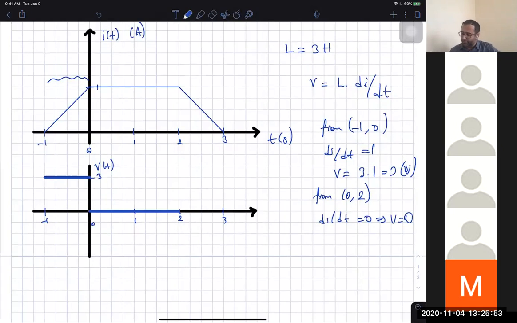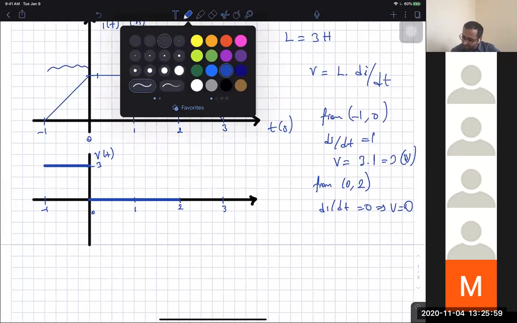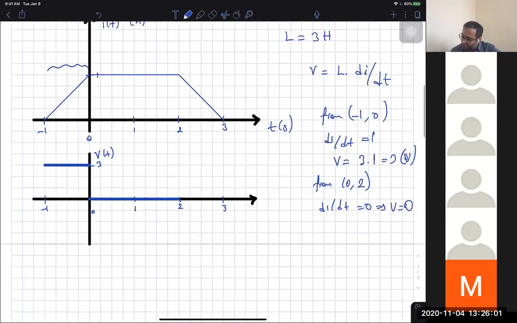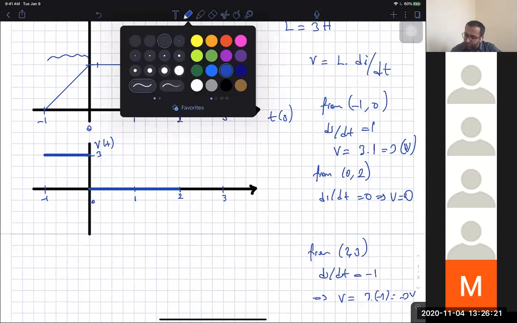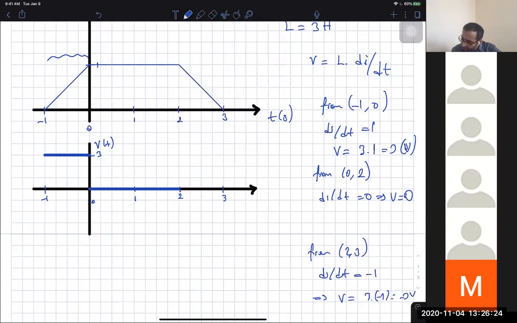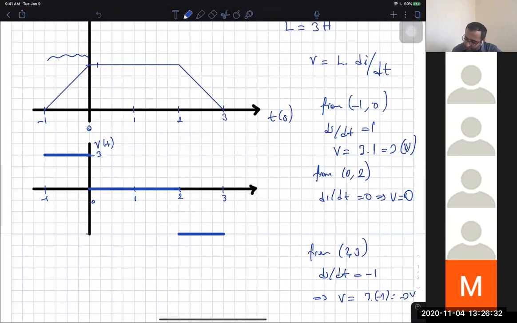In the last 1 second, from 2 seconds to 3 seconds, we have a negative change in the current, so I think we have negative voltage, a negative 3 volt. Okay, so from 2 to 3, di over dt is -1. So basically, voltage is 3 times -1, which is -3 volts, right? So here in that case, we will be having a constant -3 volt here. So let's also label it right here. So that would be minus 3 volts.